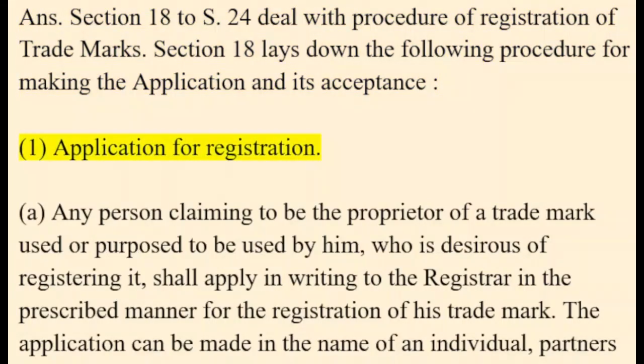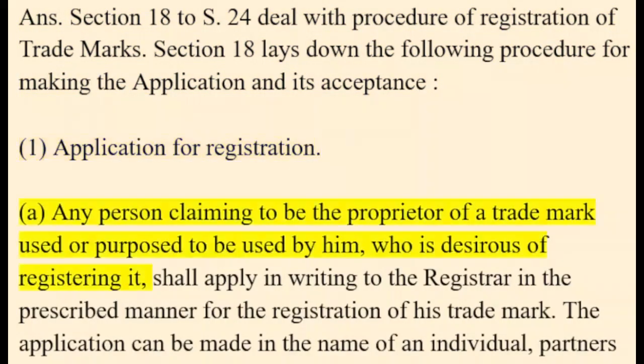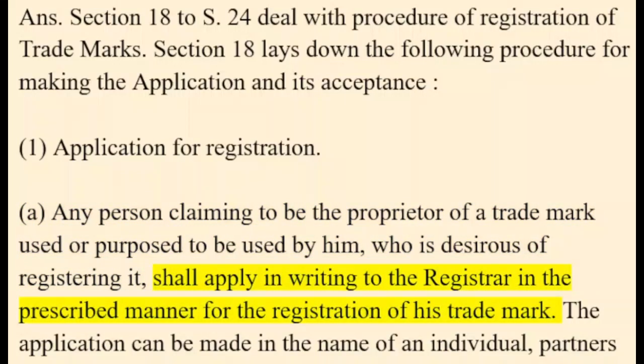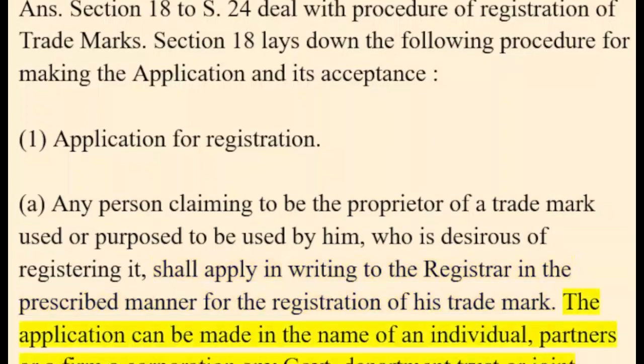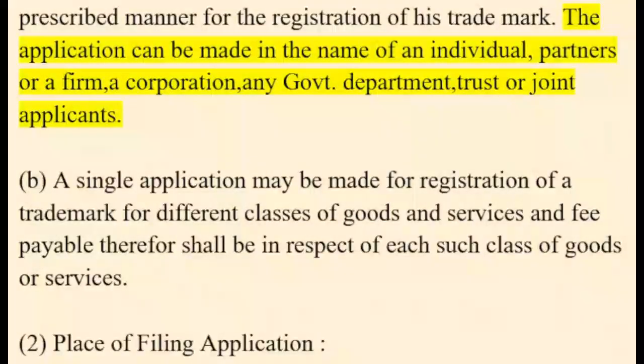1. Application for registration. (a) Any person claiming to be the proprietor of a trademark used or proposed to be used by him, who is desirous of registering it, shall apply in writing to the registrar in the prescribed manner for the registration of his trademark. The application can be made in the name of an individual, partners of a firm, a corporation, any government department, trust or joint applicants.